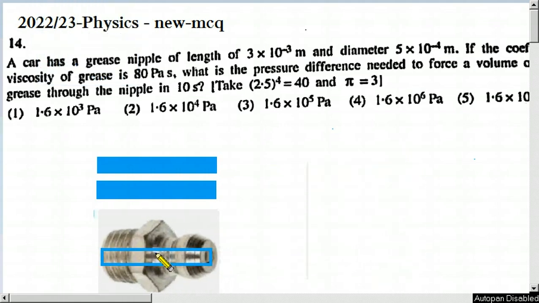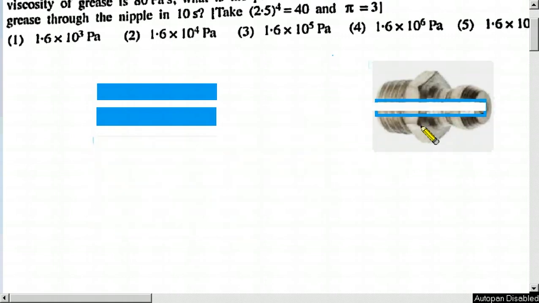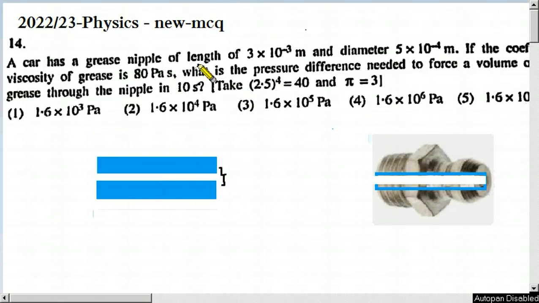I have drawn it like this, horizontally. So this is the hole inside. Let us mark the data they have given. The diameter they have given is 5 times 10 power minus 4 meter.